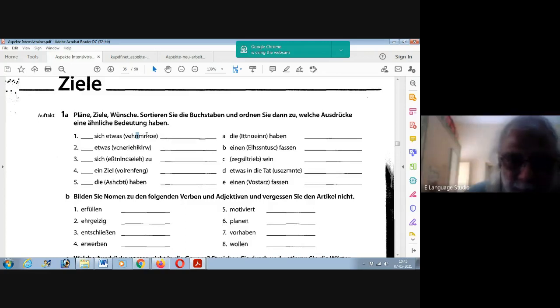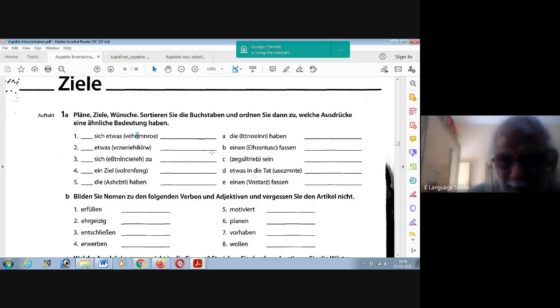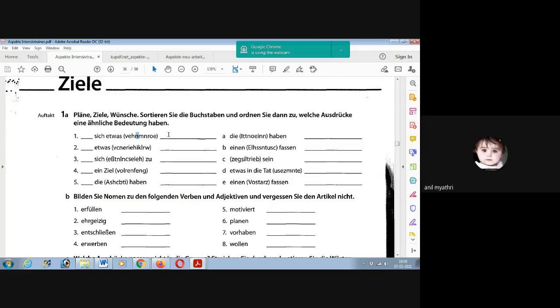Now you have to put the other letters in the right order so that you have a proper verb here, which you have to match with the verb on the right side. Or even this here on the right side, you have to decode. What are these verbs? Okay. So start.